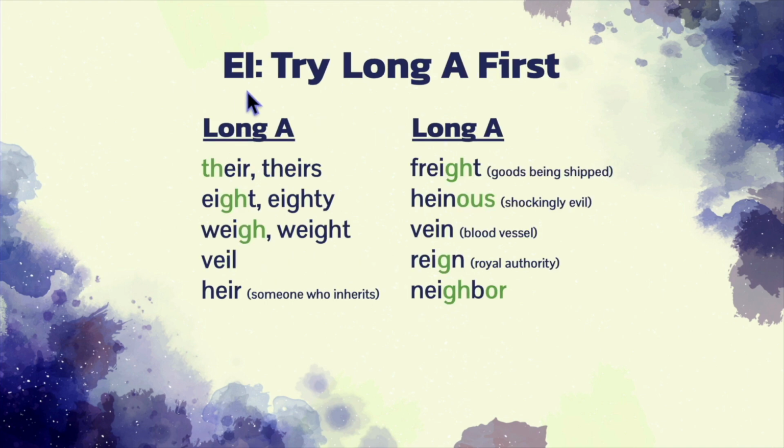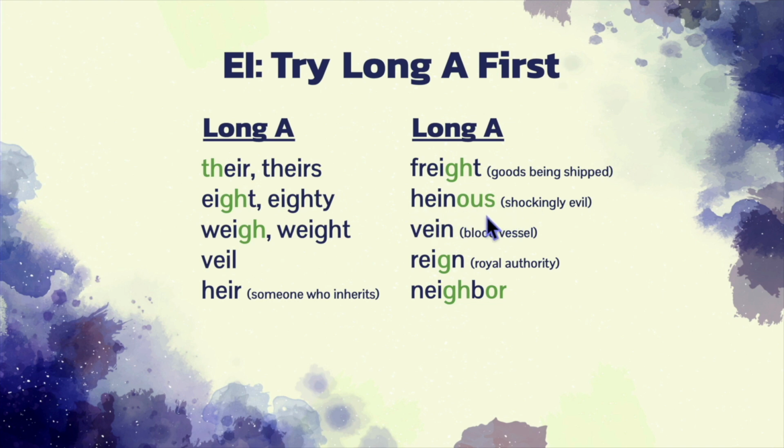If you see an EI, try the long A sound first, like in the words there and theirs with the th sound. In these words, the G and H are going to be silent. Eight, eighty, way, wait, veil, heir. This word heir means somebody who inherits something. Freight, notice the silent GH, where freight refers to goods being shipped.